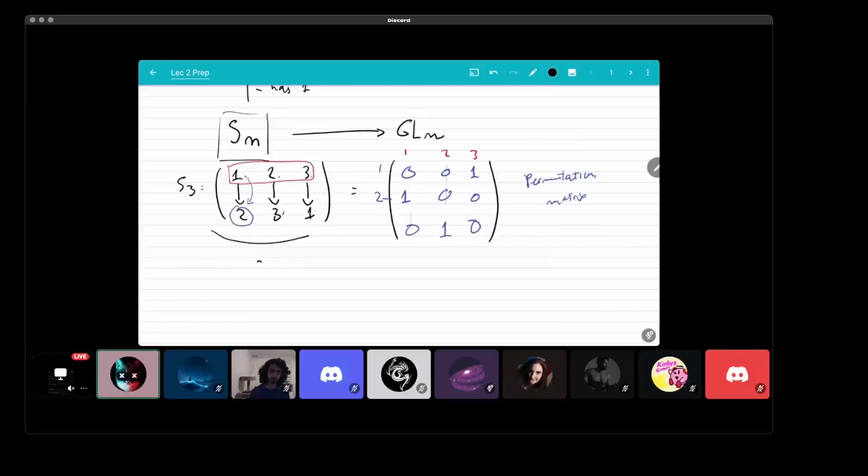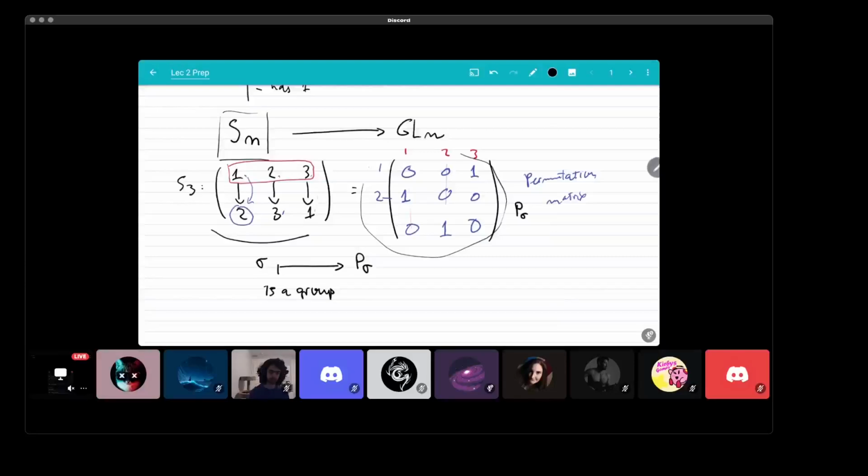matrix. And the map that sends each permutation to this matrix, which we're going to call P sigma, is a group homomorphism from Sn to GL, the set of invertible matrices again.